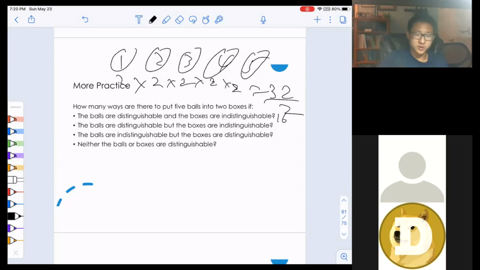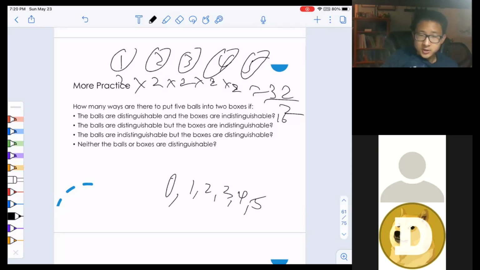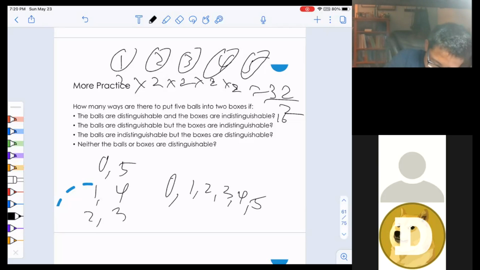So for the third one, the balls are indistinguishable, but the boxes are distinguishable. So basically, since the balls are indistinguishable, the only thing we need to keep track of is how many balls are in each box. In this case, we can just list the cases. We put either 0, 1, 2, 3, 4, or 5 in one box, and we'll just stuff the rest in the second box. So then there would only be 6 ways to do it. So there's 0, 5, 1, 4, 2, 3, 3, 2, 4, 1, and 5, 0.